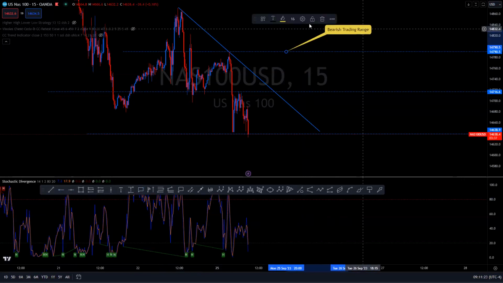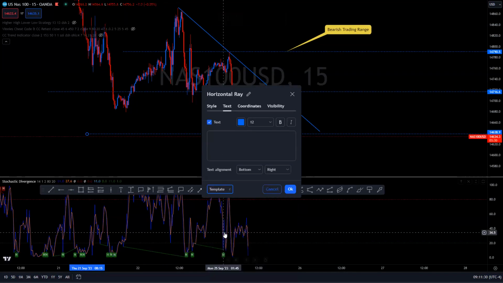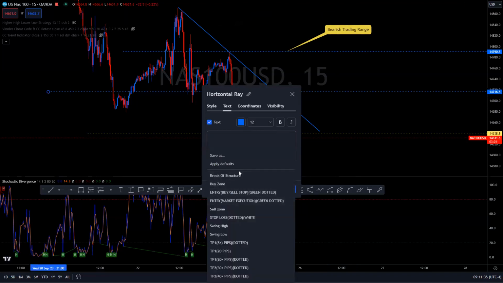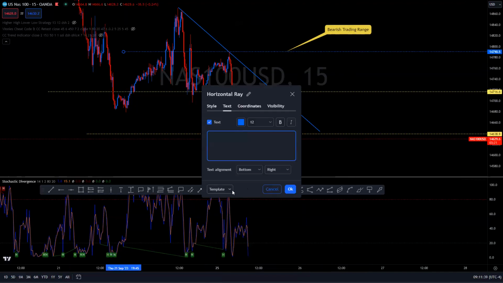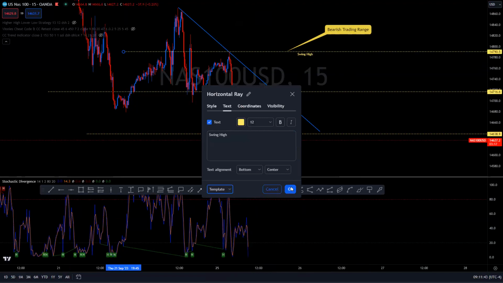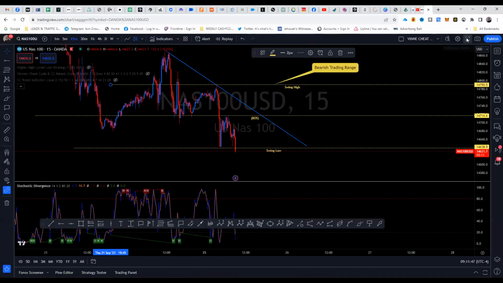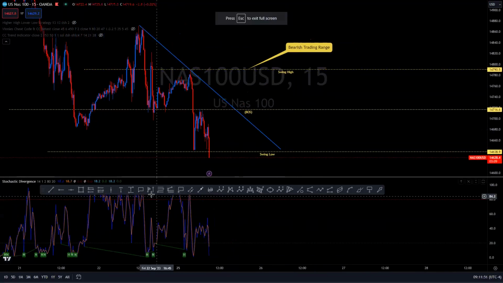Let me see my progress here. And then we're going to label everything. So there's our swing low here, the break of structure, and then this is our swing high.